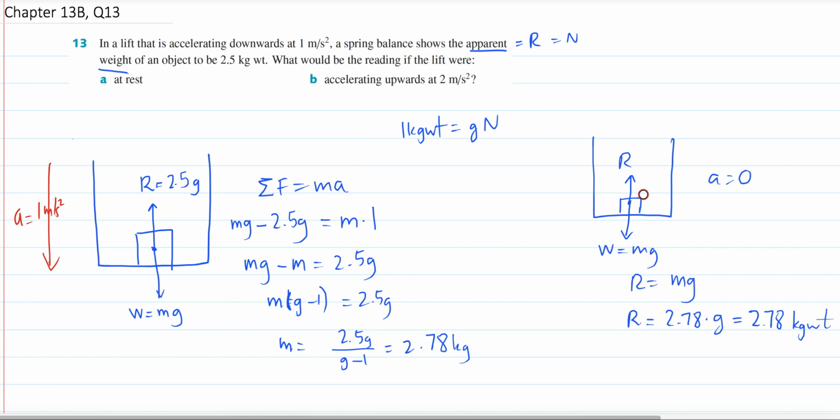So the weighing machine, or the spring balance in this case, is going to tell you that your weight is 2.78, okay? Right, now part B: what would be the reading if the lift were accelerating upwards at 2 meters per second squared?